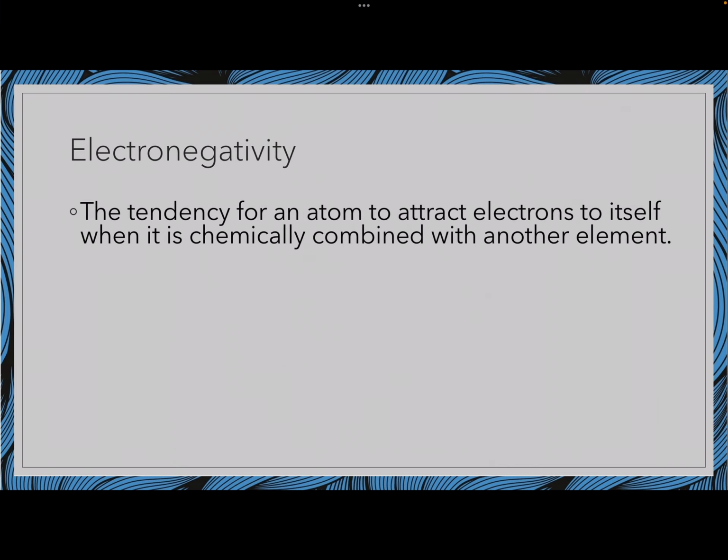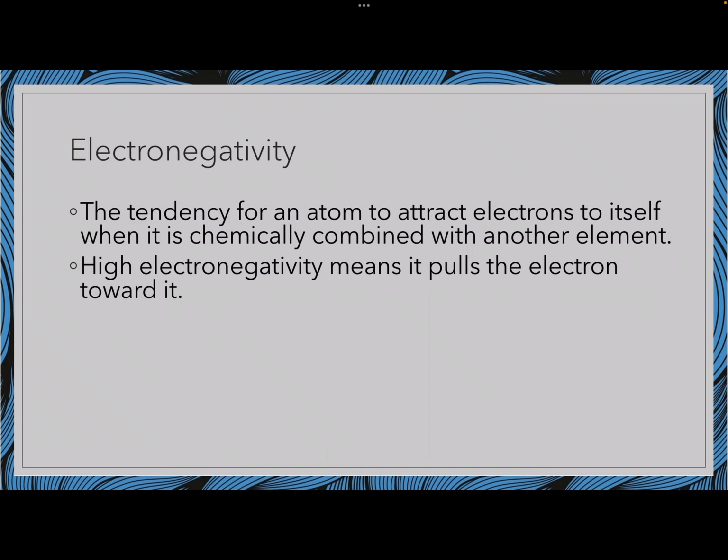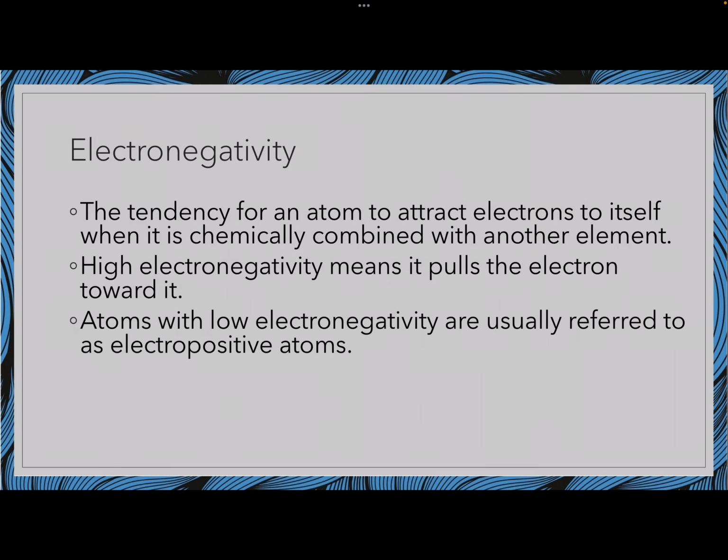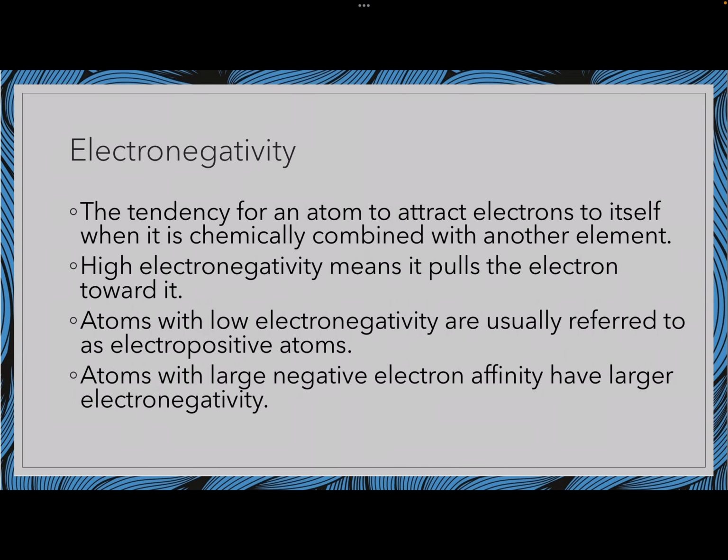Next one's electronegativity. Now, electronegativity is the tendency for an atom to attract electrons to itself when it's chemically combined with another element. High electronegativity means it pulls the electron towards it, so they have a higher electron affinity. Atoms with low electronegativity are usually referred to as electropositive atoms. And atoms with large negative electron affinity have larger electronegativity.